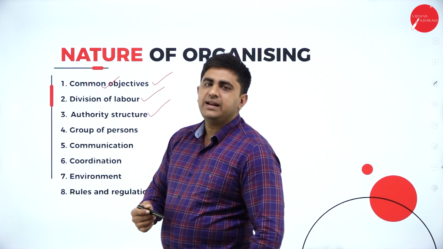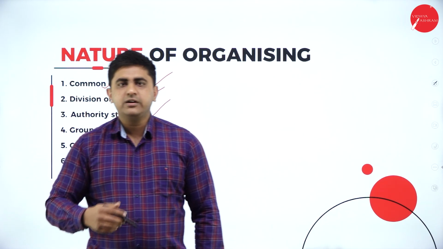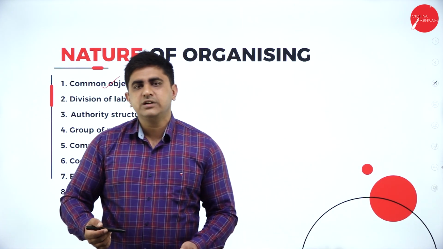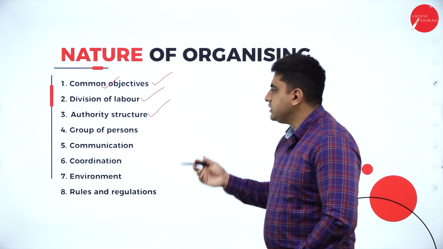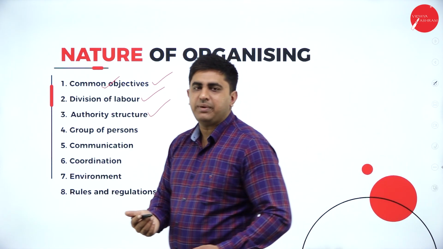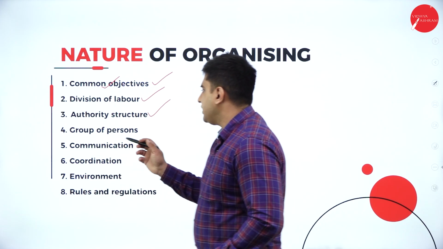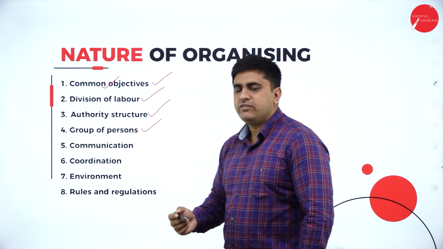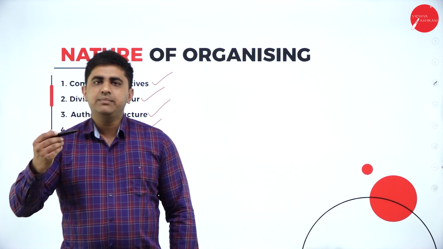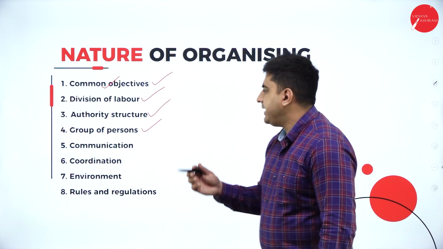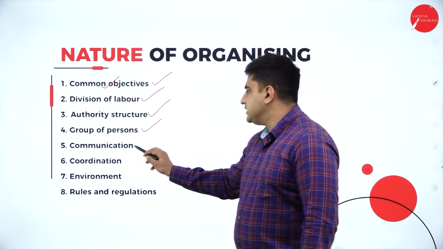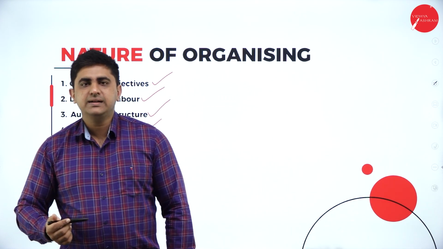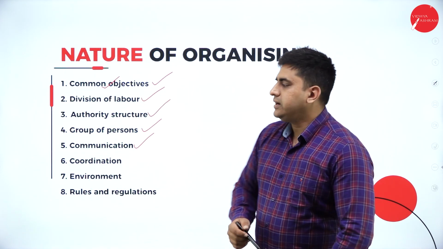So this is authority structure. The finance manager has the authority to give directions to workers working in the finance department. Similarly, the production manager will have the authority to give directions to the production department. Likewise for your marketing department also. This is called your authority structure. Then group of persons. Obviously, each department will have a group of people who will be headed by a manager and they have to receive direction from the manager. Communication. Communication also is very essential, how the managers and departmental heads communicate with the workers and get the work done.